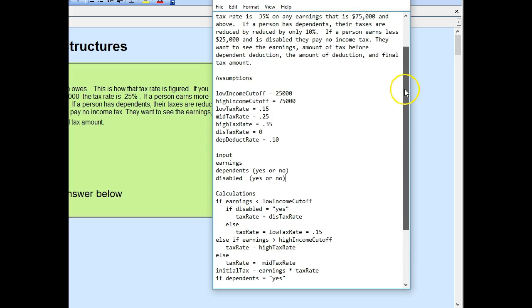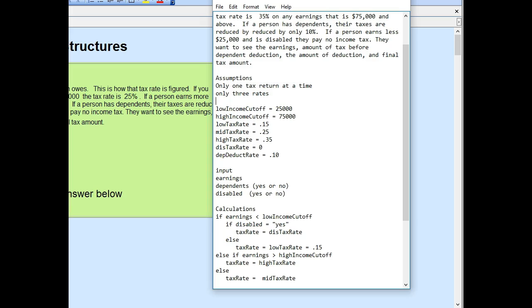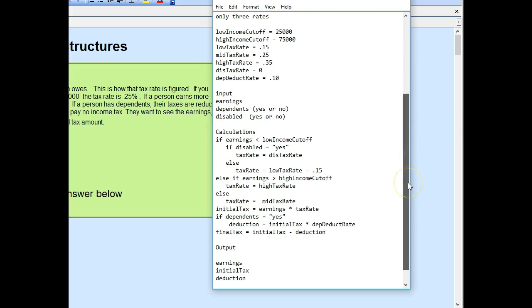The only last thing we would do for assumptions is only one tax return at a time, only 3 rates, and, oh, did we do dependence? Yeah, no, yes, did we do dependence? We did not do dependence. Yes, we did. Okay, never mind. All right. Oh, well, 2 is good enough.